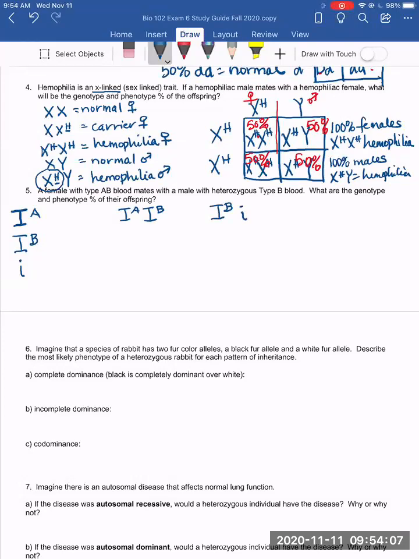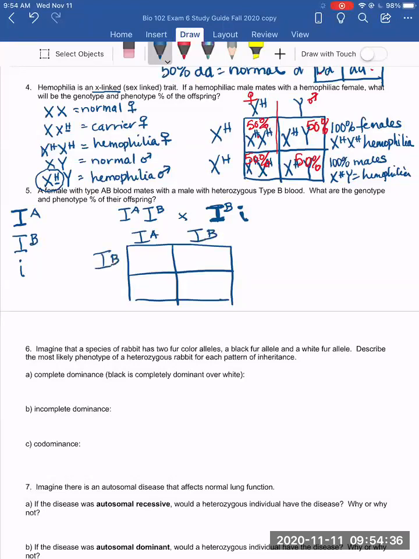If this individual was homozygous type B, then both would be the type B. But heterozygous means this person is type B because B is completely dominant over O. But heterozygous means they do have the type O allele in their genotype. So this is our cross. IA, IB, IB, little i.